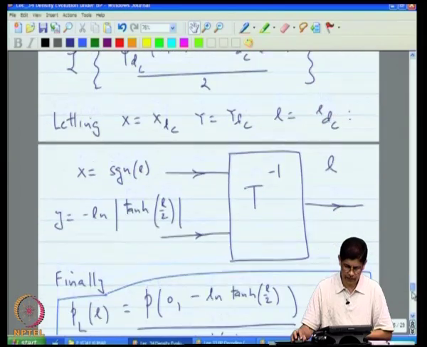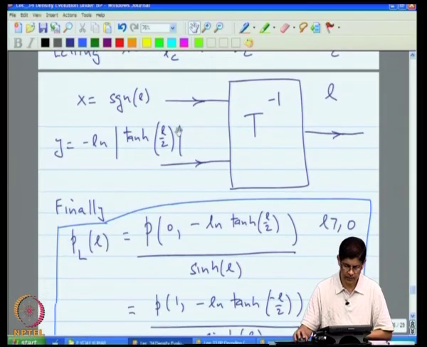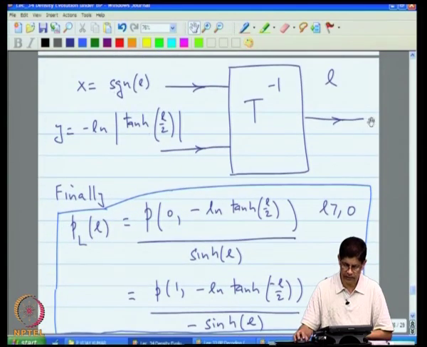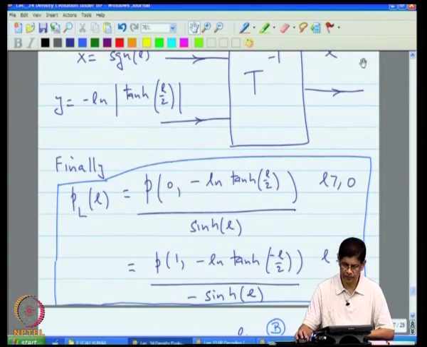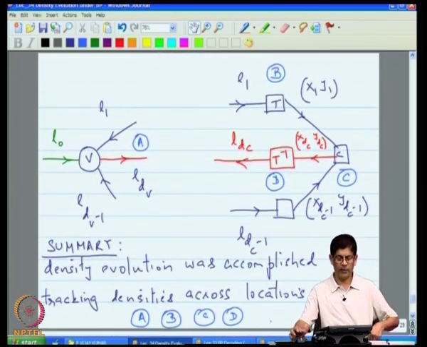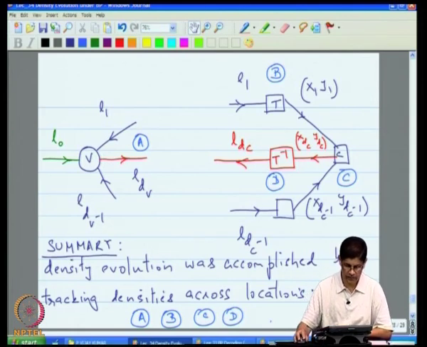And here is the inverse transformation. We are given x and y, the density function of (x,y), and we need to find the density function of L. Again, using the particular nature of this transformation, you can show that the density function at the output is related to the joint density functions like this. So with that we have completed the entire density evolution, because we were able to relate at a variable node the incoming densities to the outgoing density.